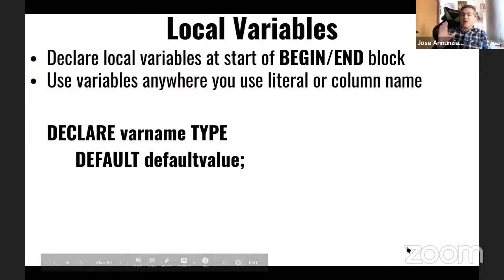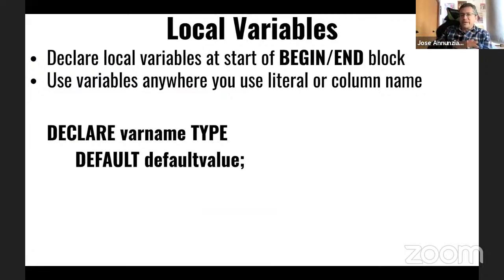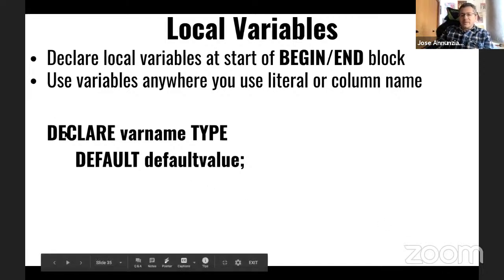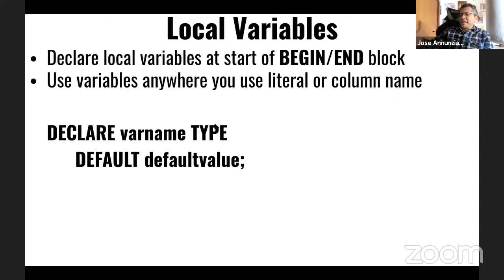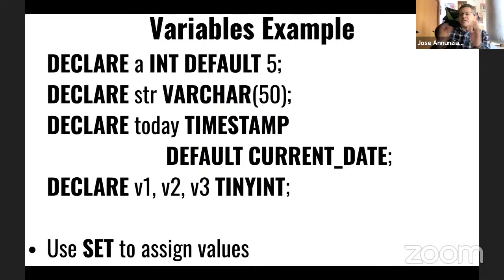All right, so let's talk about local variables inside of these stored procedures, right? We saw examples of this before when we looked at the assignment, right? Where we can declare local variables by using the keyword declare, the name of the variable, and then the type, whether it's int, float, varchar, whatever, and then we can give it a default value. We saw an example of that in the assignments. Okay. So here's just a couple of variables that you can declare and different data types.